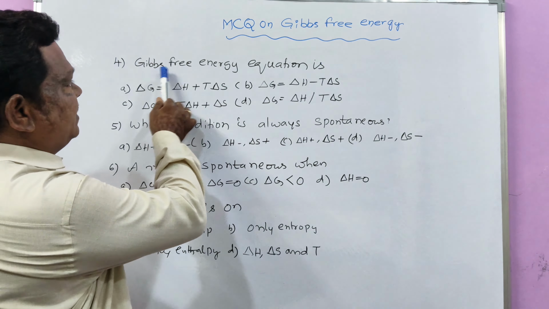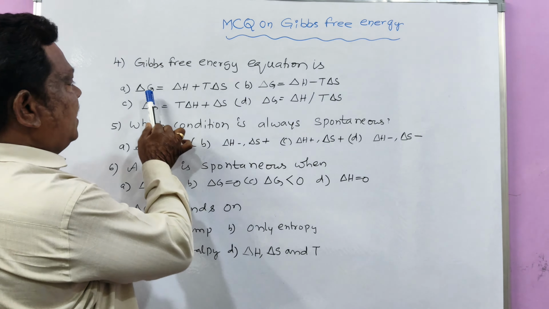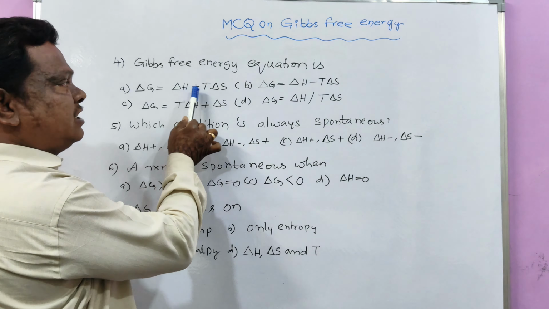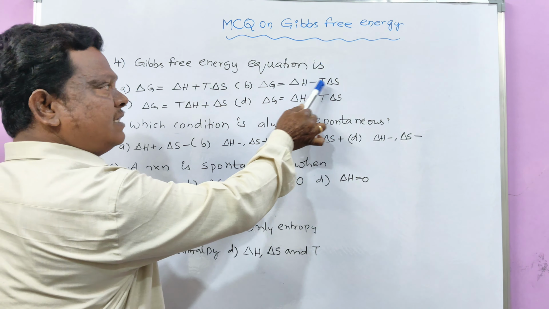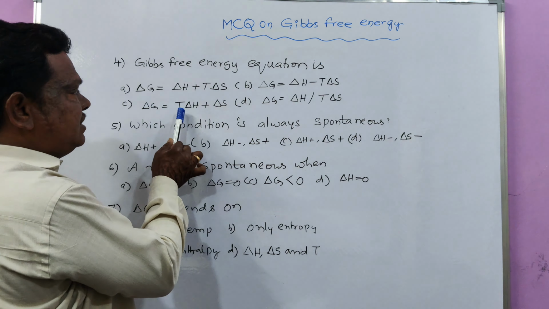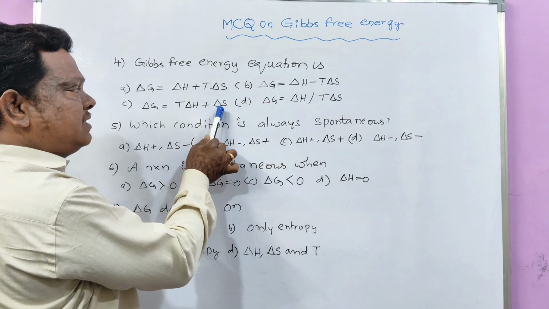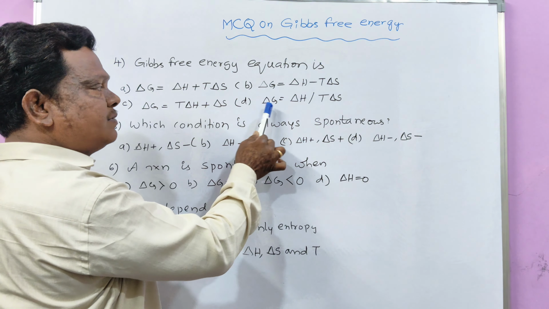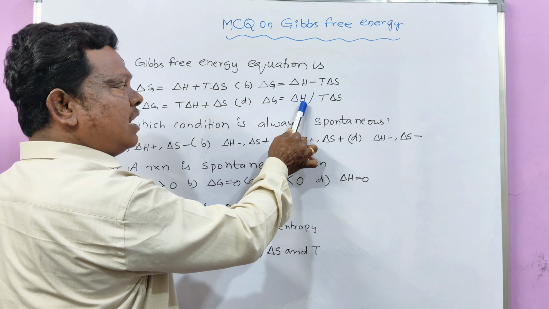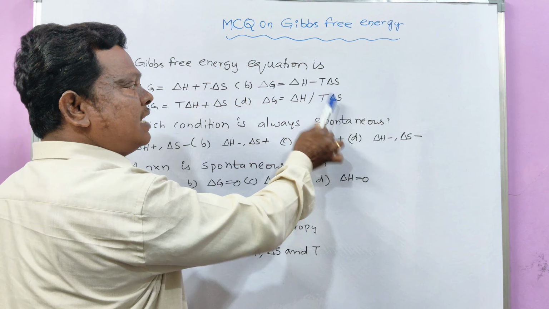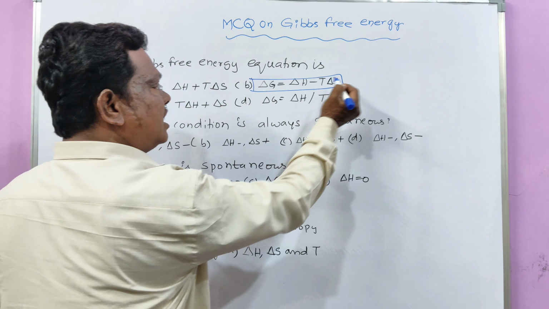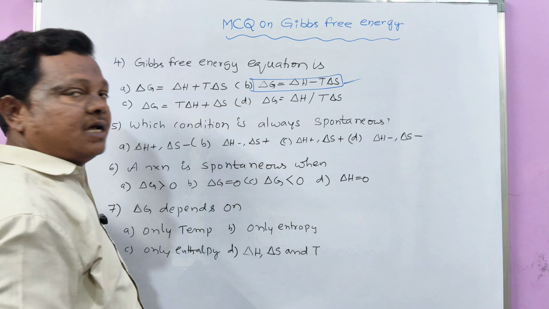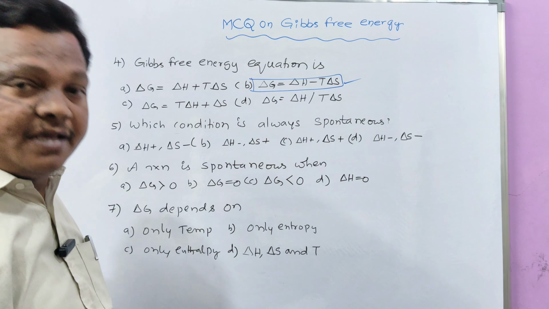In this question, the Gibbs free energy equation: option A is delta G is equal to delta H plus T delta S, option B is delta G is equal to delta H minus T delta S, option C is delta G is equal to T delta H plus T delta S. Option D is delta G is equal to delta H divided by T delta S. So the correct answer is, as we already discussed, delta G is equal to delta H minus T delta S.